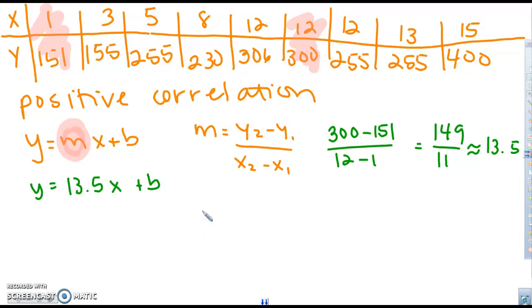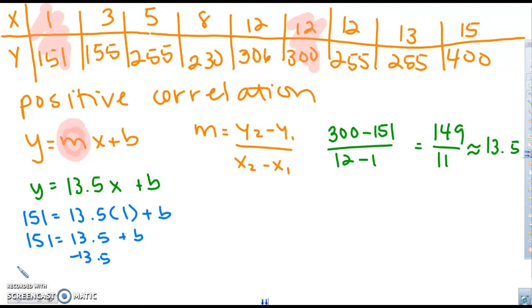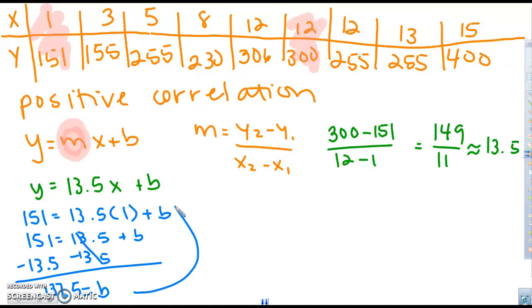And I'm going to take one of those points and plug it in, just like you normally do. And I'll take that first one because it's a little easier to work with an x that's 1. And I subtract that 13.5 to the other side. So I know that my b is equal to 137.5. And I'll take that and plug it in up here. So my equation for my line of fit would be y equals 13.5x plus 137.5.